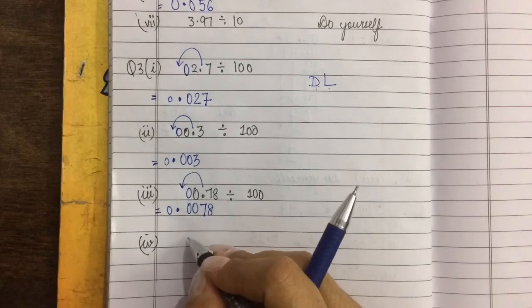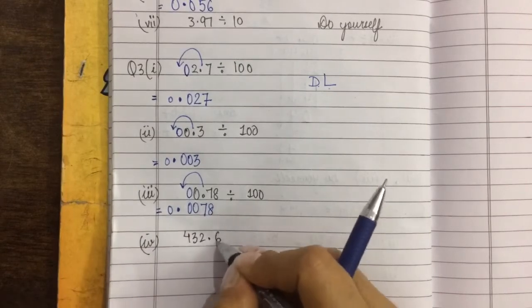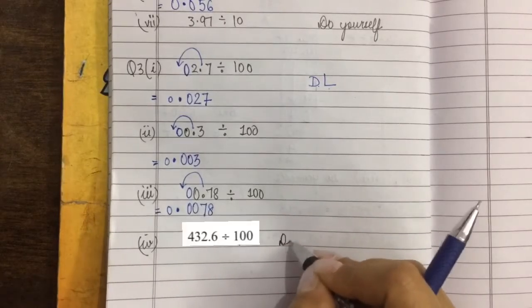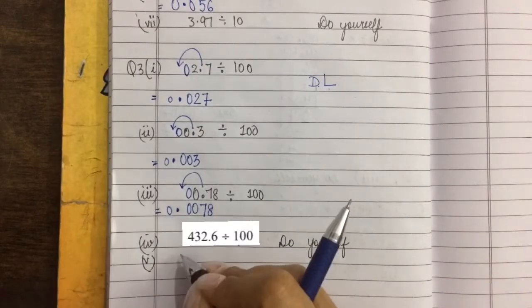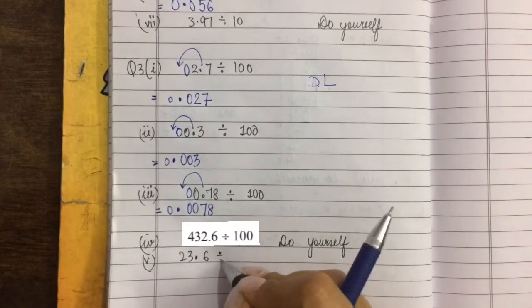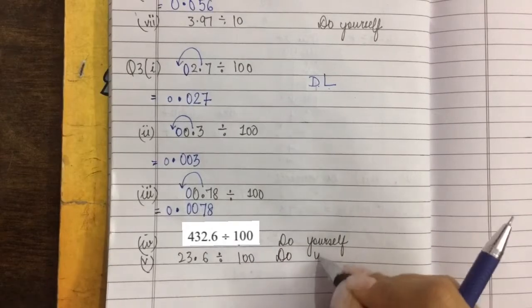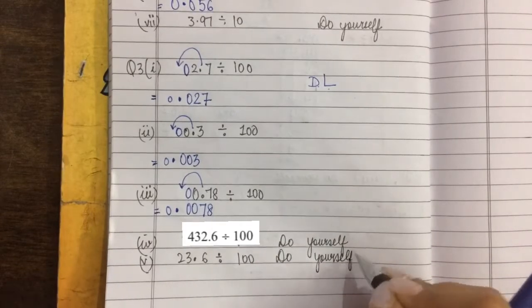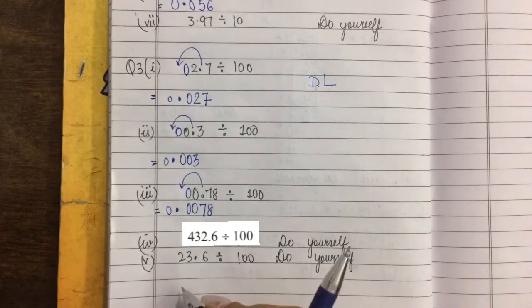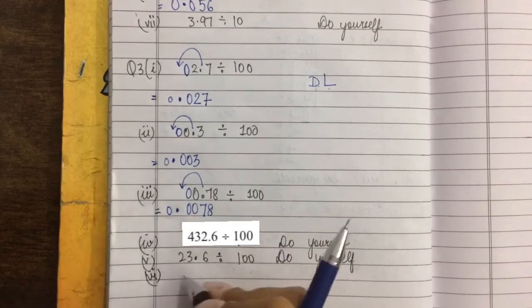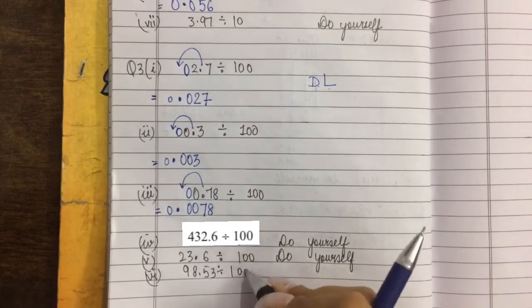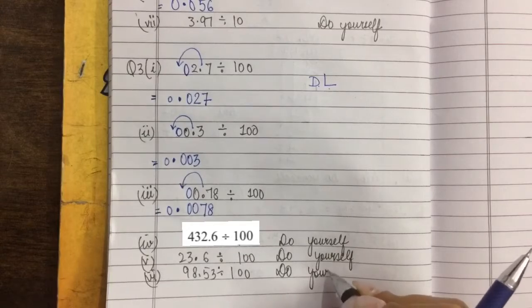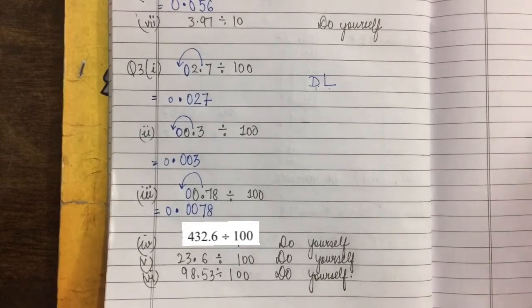Fourth part, 432.6 divided by 100. You will do it yourself. Fifth part, 23.6 divided by 100. This also you will do yourself. You can write the answer directly while watching this video. And then the sixth part also you're going to do yourself. You probably have done the parts by now. Now let us take a look at the next question.